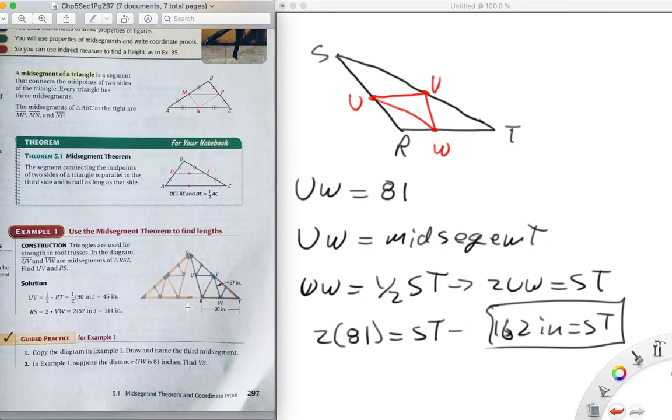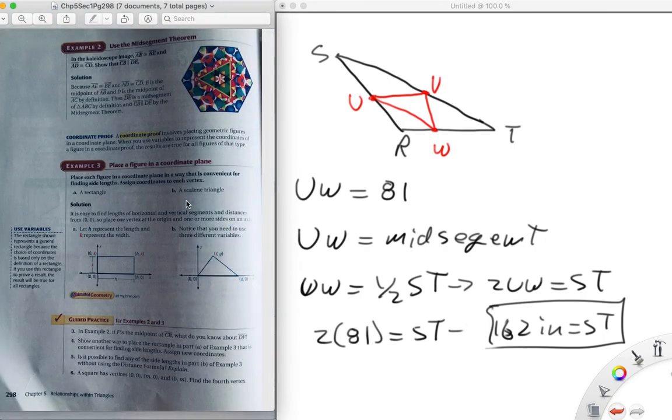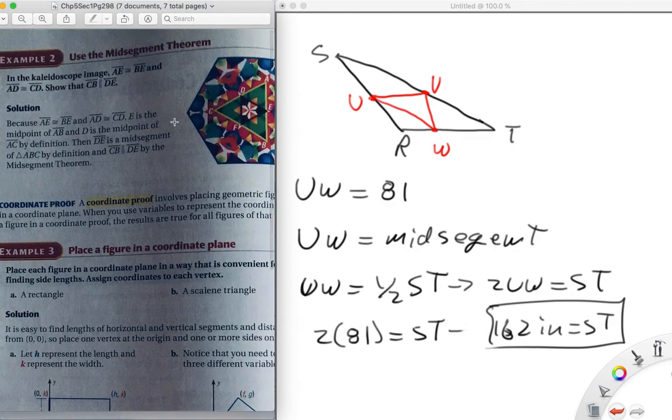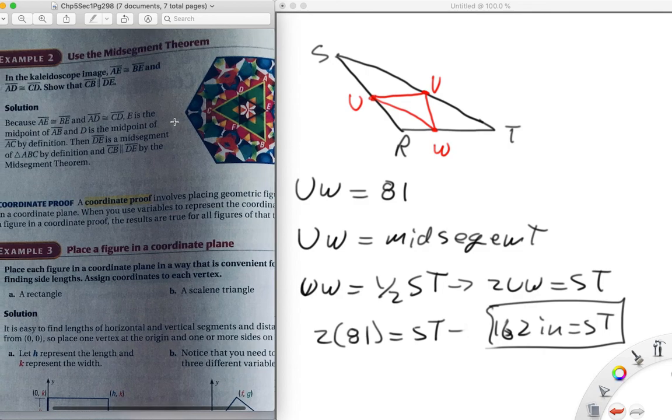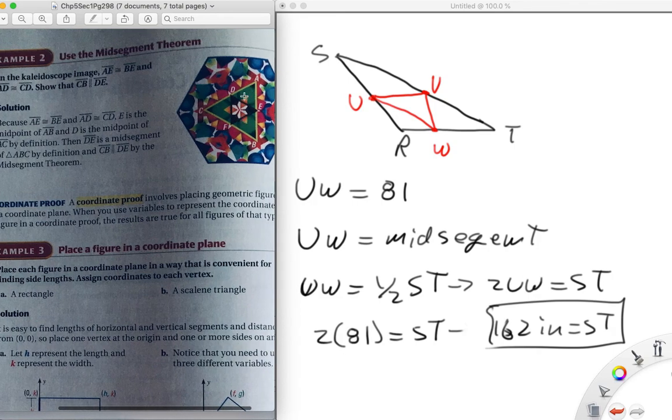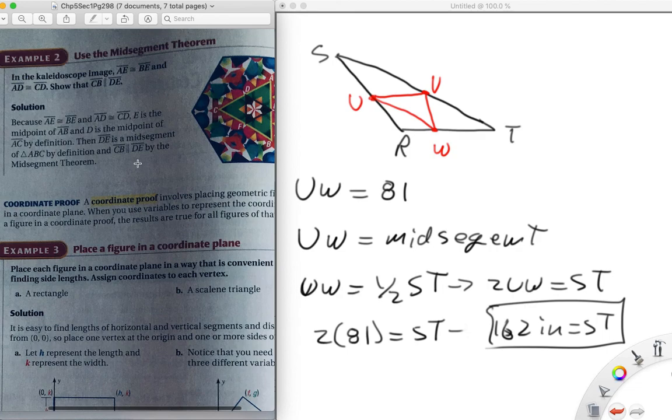So that's how you can use the midsegment algebraically. Here they said that all these segments are midsegments of each other, with points A, C, B, D, F. They're midpoints and midsegments of the bigger triangle, and they want us to find whether they're parallel or not by the definition.